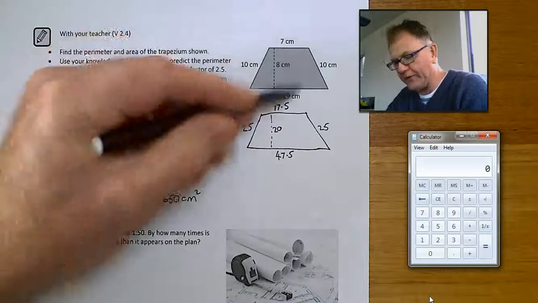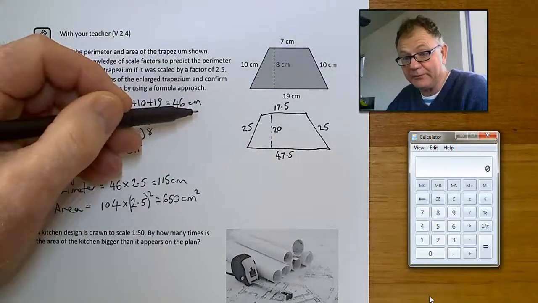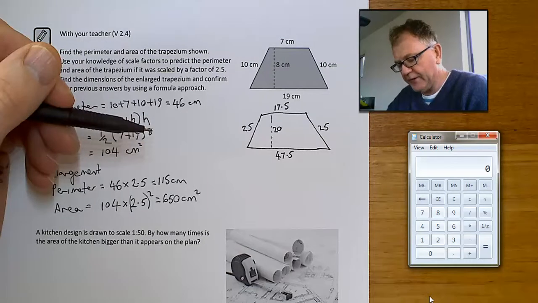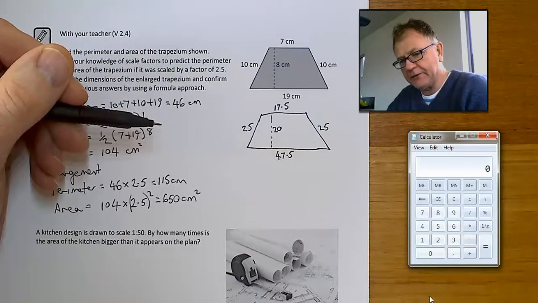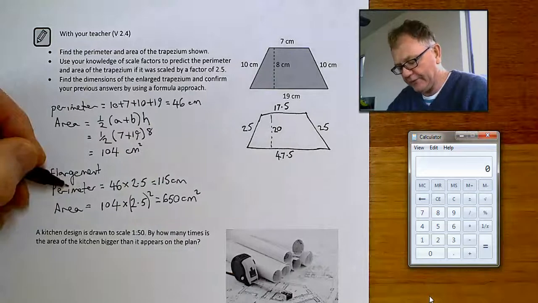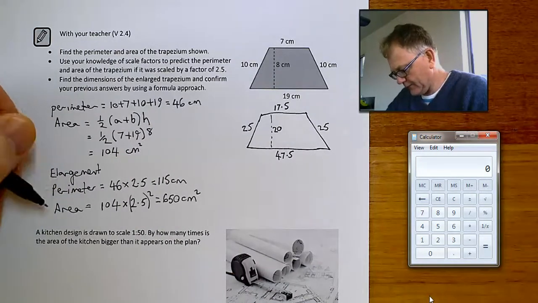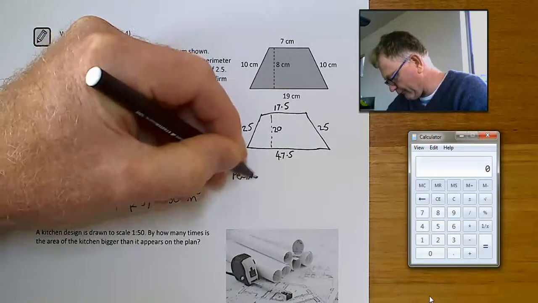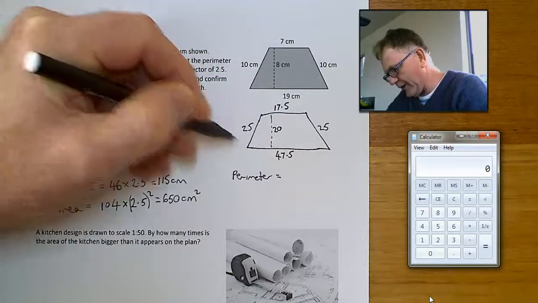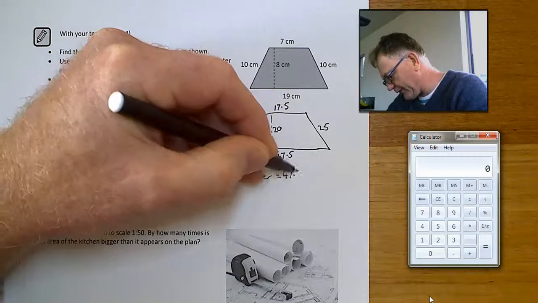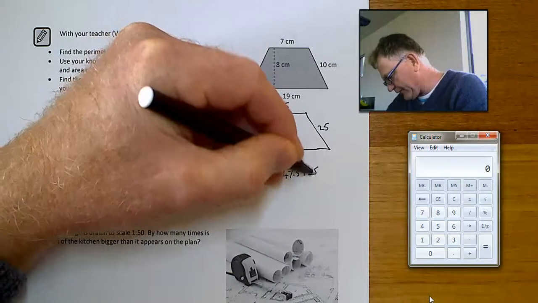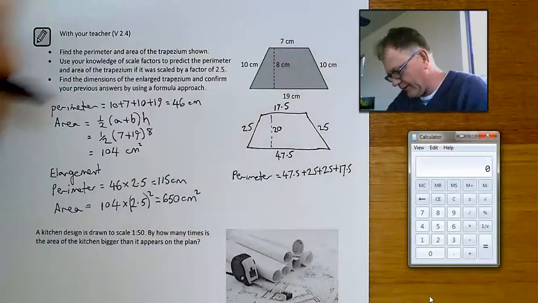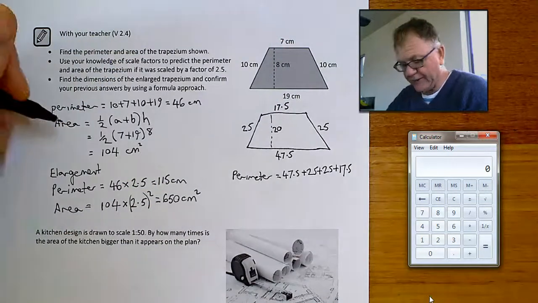So what I've done is I've taken those original dimensions and multiplied them all by 2.5, and here's our enlarged trapezium. What we're going to do is check its perimeter and area are the same as what we got over here. So its perimeter we can find by adding together all these sides, 47.5 plus 25 plus 25 plus 17.5, and we'll do that on the calculator.